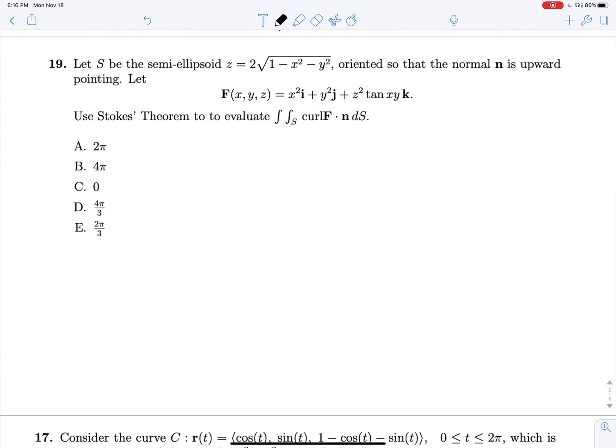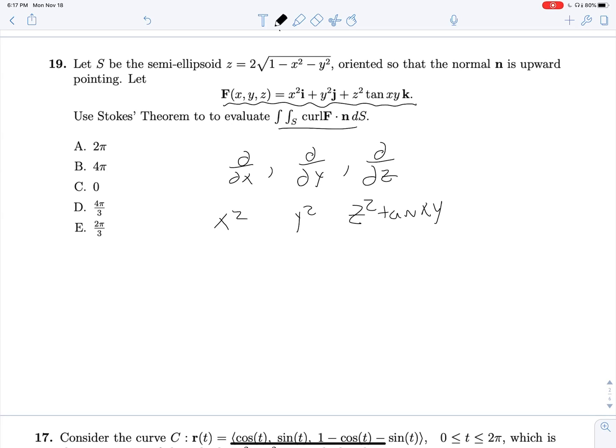Okay, let S be the semi-ellipsoid oriented so that the normal is upward pointing. And we are given F here, and we're told to use Stokes Theorem to find this. But in this case, we will try to set up our curl: partial x, partial y, partial z, x squared, y squared, z squared tan xy. This is horrific to try to take a cross product with, because you'll see we'll get a secant squared, we'll get another secant squared in here.